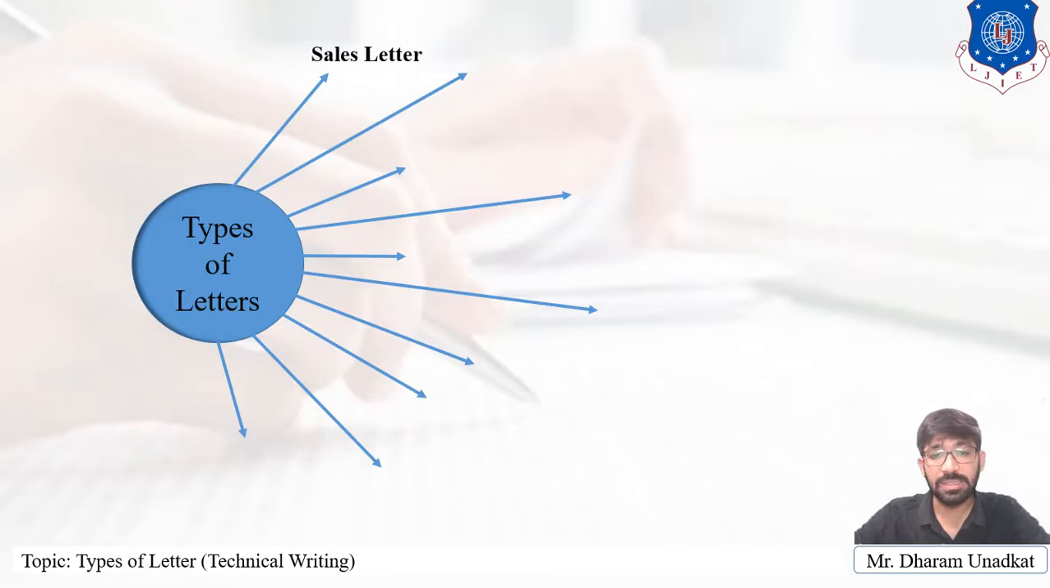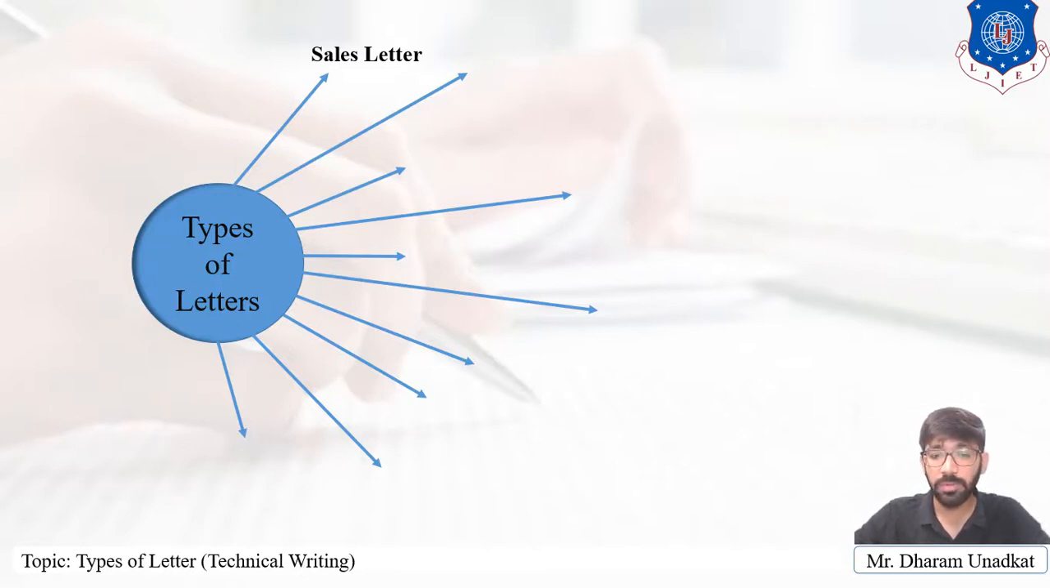The first one is the sales letter. We will see them one by one in brief. The sales letter is mainly written to improve sales and increase the profit of the organization. It can be written to existing customers or potential customers, the customers whom you have to attract. It is used for introducing a new product, giving information about the existing product, or inviting customers to some event where they can buy the products or services of your organization.